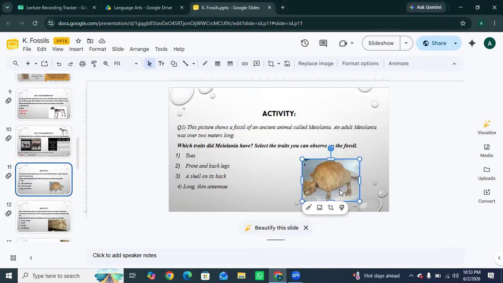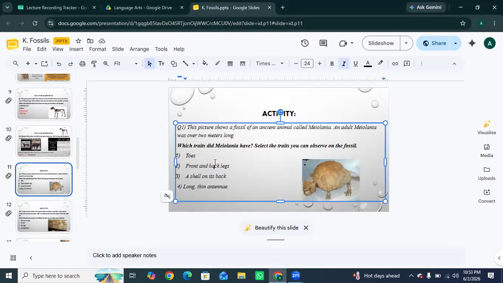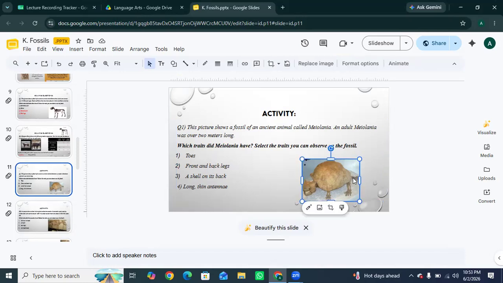Look at this picture. This is another fossil. This picture shows a fossil of an ancient animal called Millenia. An adult Millenia was over 2 meters long. Which traits did Millenia have? Select the traits you can observe on the fossil. Toes, front and back legs, a shell on its back, long, thin antenna. Yes, front and back legs, and a shell on its back.